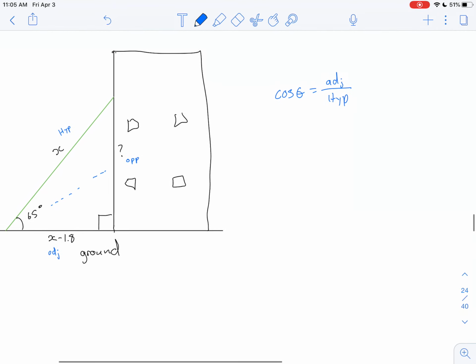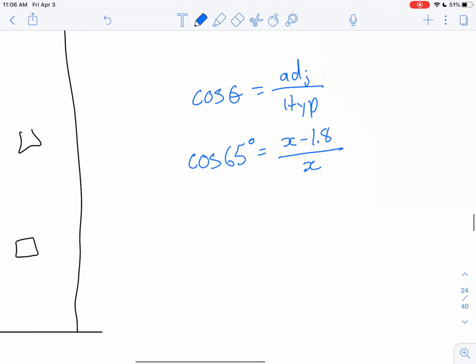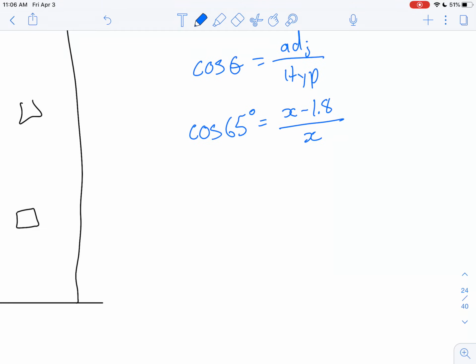I can fill in some values I know and ones I don't know. You can see this looks a little different from our previous problems because I've got cosine theta, theta is 65 degrees, is equal to my adjacent, which is x minus 1.8, and over my hypotenuse, which is just x. So it looks a little different than what we're used to, but you're going to see it only takes one extra line of arithmetic to solve for this one. So I don't like unknowns being on the denominator, so I'm going to multiply both sides by x. So I'm going to get x times cos 65 is equal to x minus 1.8.